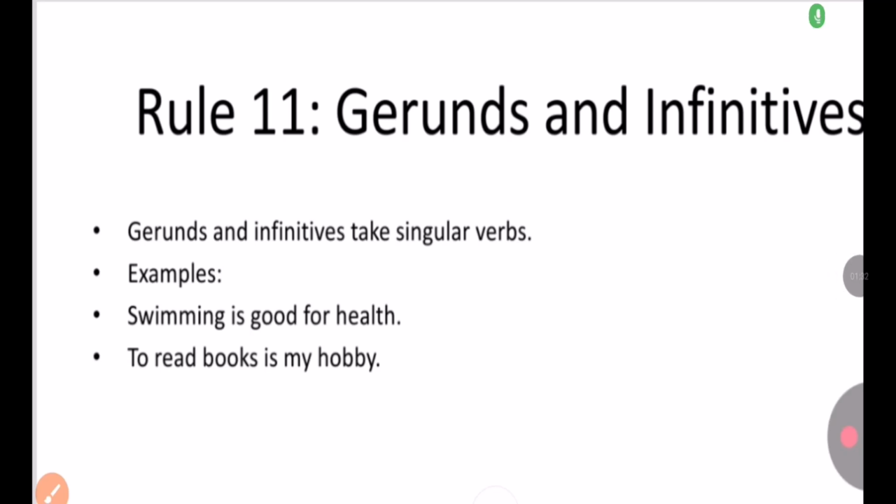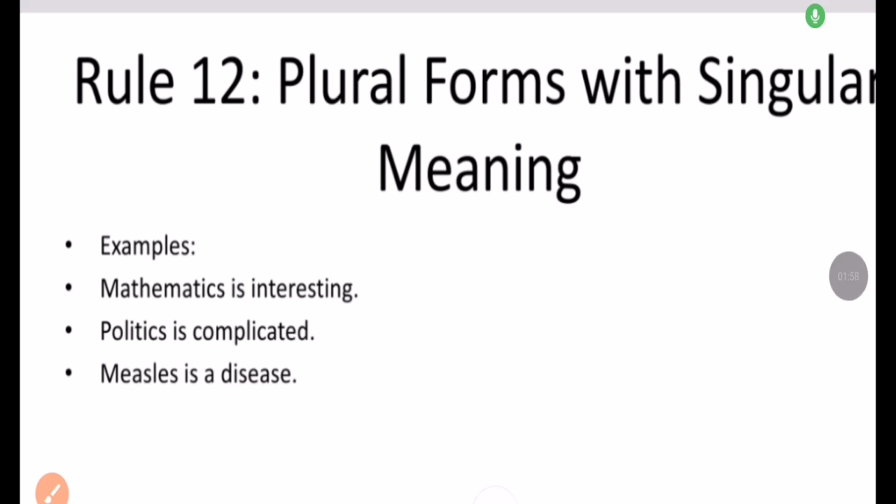Now with gerunds and infinitives, which type of rules have to follow? Gerunds and infinitives always take singular verbs. Example, swimming is good for health. To read books is my hobby. Now, here's some plural forms with singular meaning. Example, mathematics is interesting. Politics is complicated. Measles is a disease.